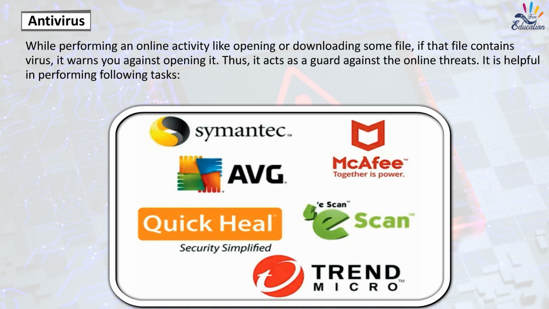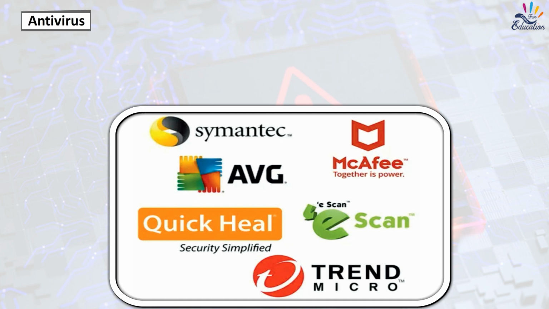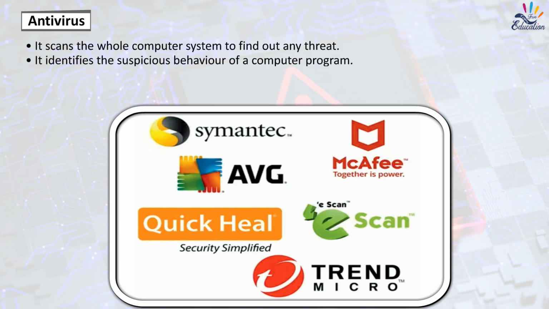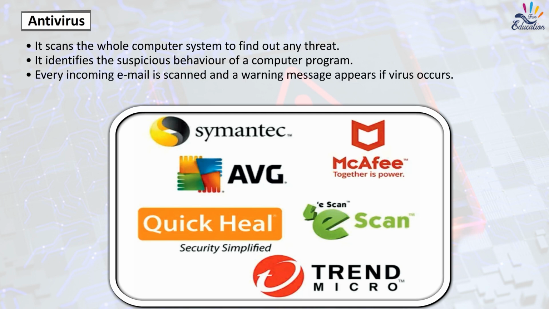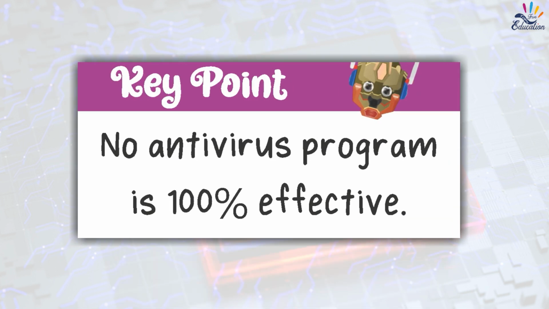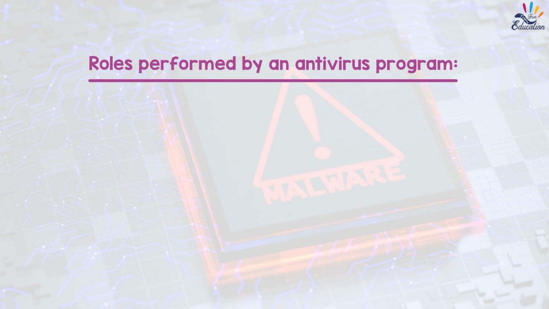It is helpful in performing the following tasks. It scans the whole computer system to find out any threat. It identifies the suspicious behavior of a computer program. Every incoming email is scanned and a warning message appears if a virus occurs. The virus is eliminated from the system automatically if it exists. Key point: no antivirus program is 100% effective. Roles performed by an antivirus program.